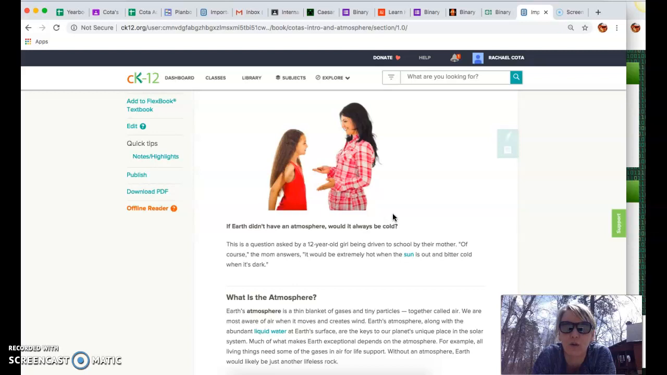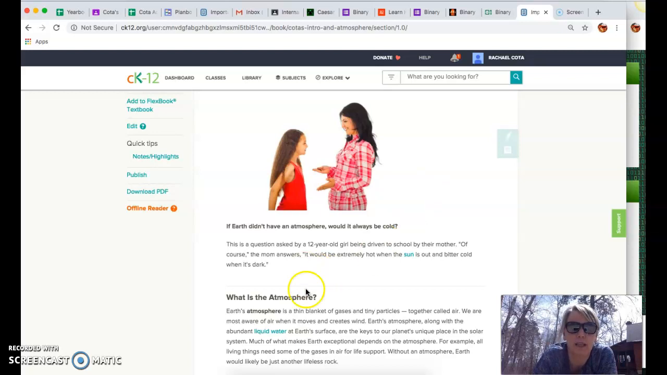It would be cold if the sun was not out, but it would be extremely hot if the sun was out. And we remember that the planet Mercury has really big changes in temperature from day to night, and that's because Mercury doesn't have an atmosphere. So our atmosphere really works to regulate temperature.